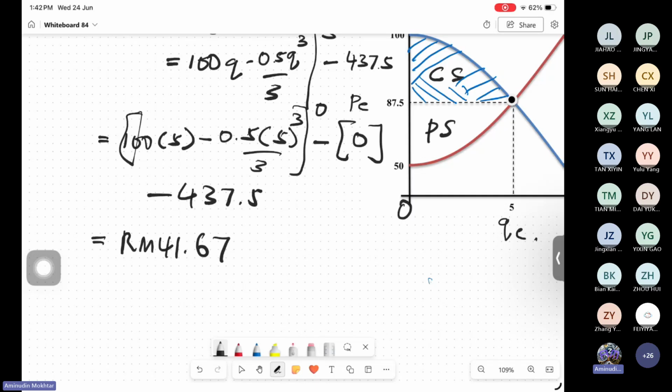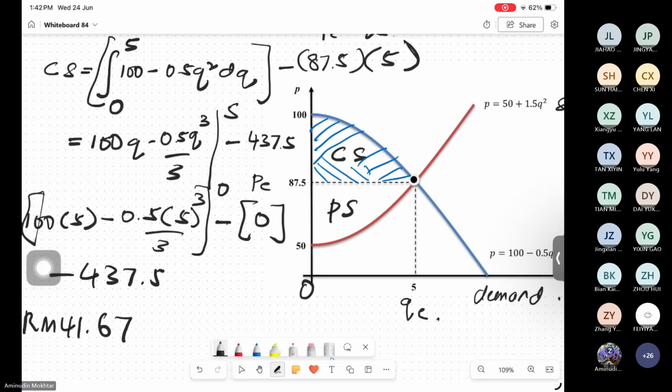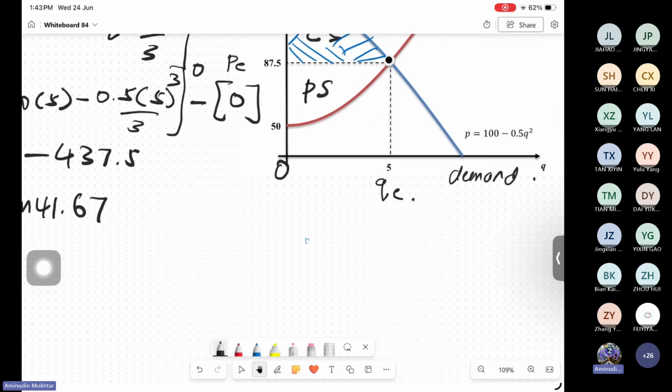So the total for consumer surplus is RM 41 ringgit 67 cent. That is the total area of CS, or the value of consumer surplus. The total consumer surplus is RM 41.67. Okay, by using the same concept, we can find the PS.